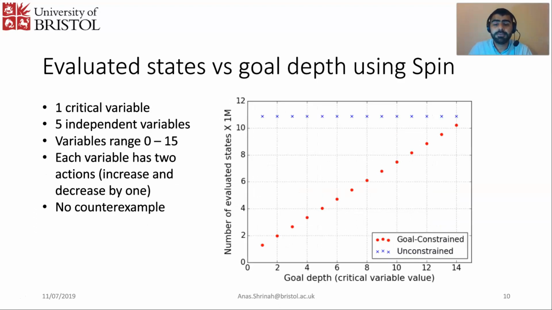The next experiment is where we have no counterexamples and we vary the goal depth from 1 to 14, a very similar domain, but we don't have any counterexamples here. As you see here, because the unconstrained verification method is independent of the goal, regardless of the goal depth, the unconstrained verification method will explore a constant number, that is the maximum number of states, before it confirms the non-existence of a counterexample.